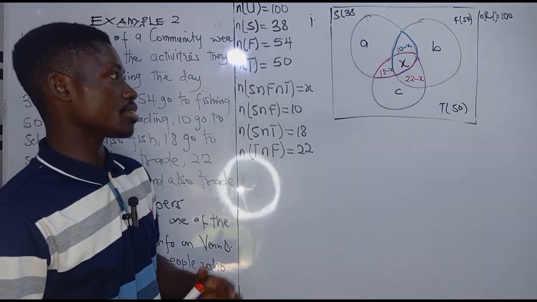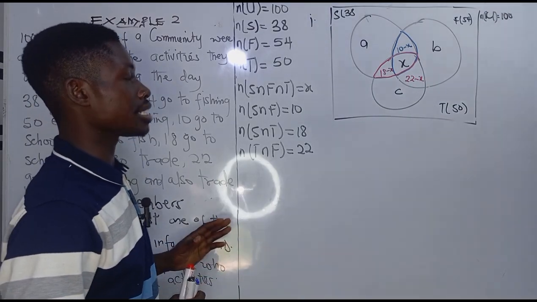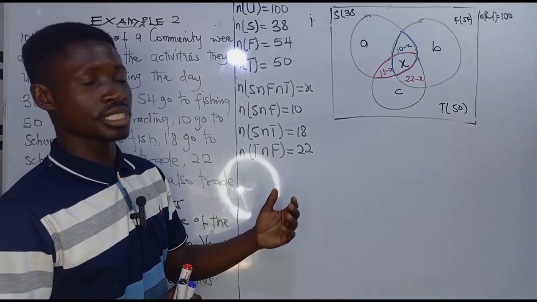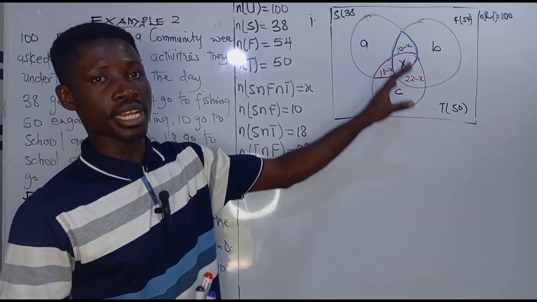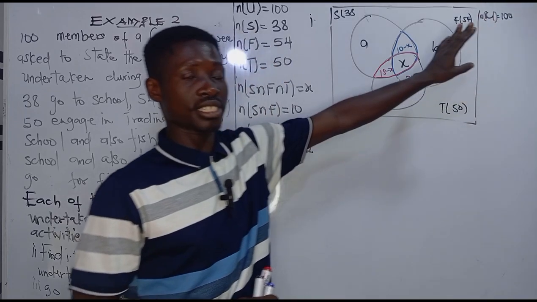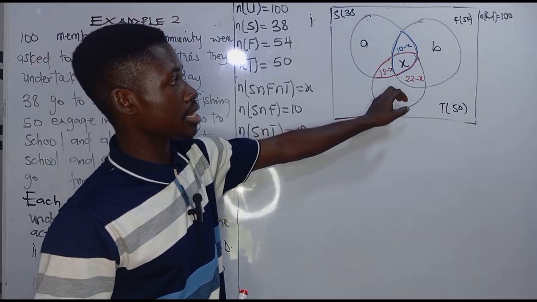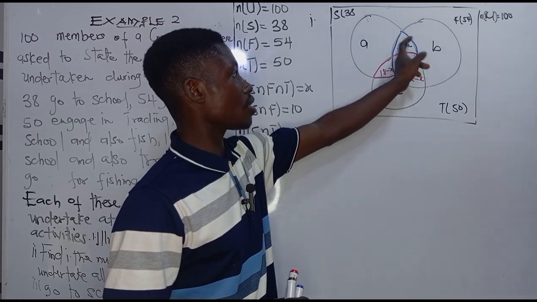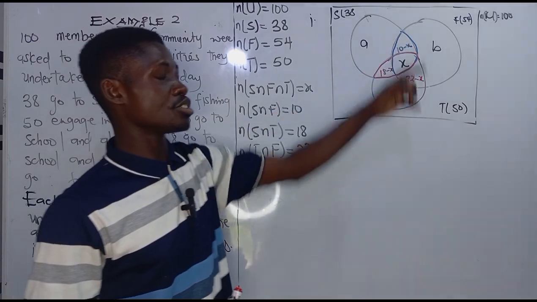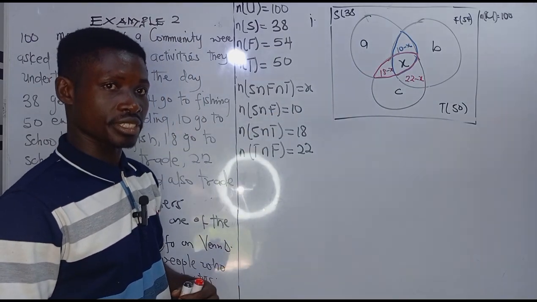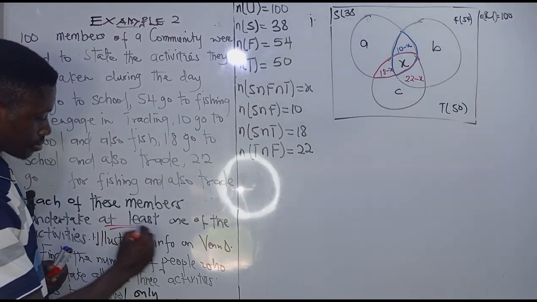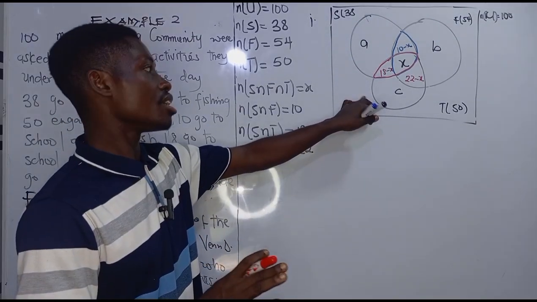Now the next question says that we have to find the number of members who undertake all the 3 activities. So what we are going to do is sum all the regions together and then equate it to the number of members in the community. That's the universal set. So we are going to add this to this, to this, that, and that. All the regions within the Venn diagram, we are going to sum them together, and then equate it to the universal set. Now, because we have the expression at least one, the number in none is going to be 0. You agree with me? Good.